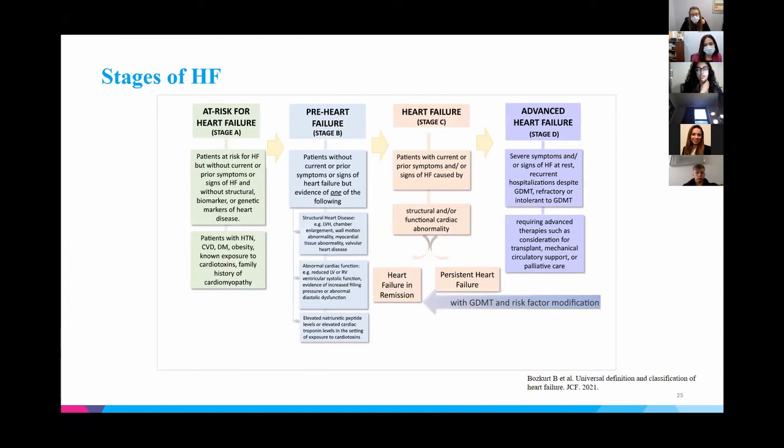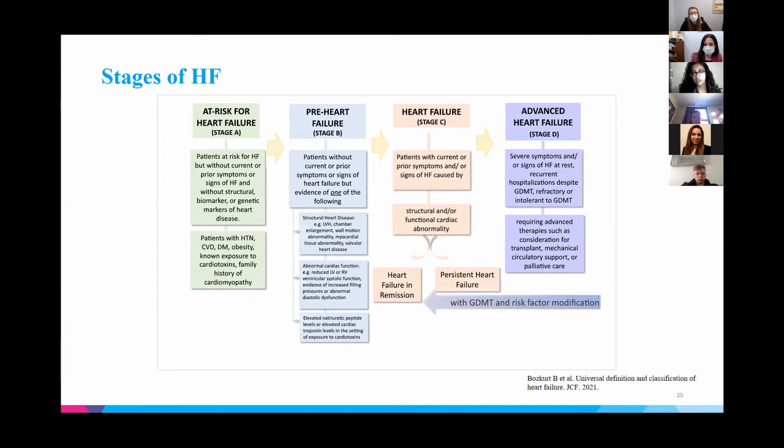In this document, they also outline the stages of heart failure. Stage A is at risk for heart failure. These are patients at risk but without current or prior symptoms or signs, such as patients with high blood pressure, diabetes, coronary artery disease, obesity, or family history. Then there's stage B, which is pre-heart failure. These are patients without current or prior symptoms or signs, but with evidence of one of the following: structural heart disease, abnormal cardiac function, or elevated natriuretic peptides.